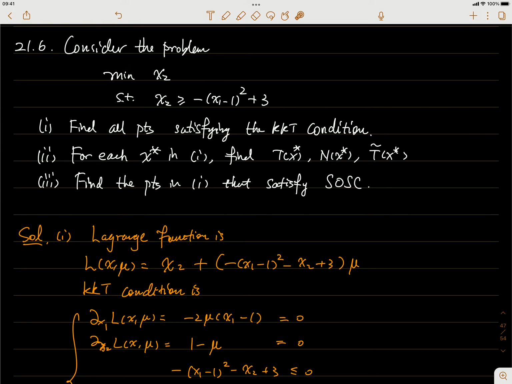Problem 21.6. Consider the problem of minimizing x2 subject to this constraint. There are three questions. First question, find all the points that satisfy the KKT condition.